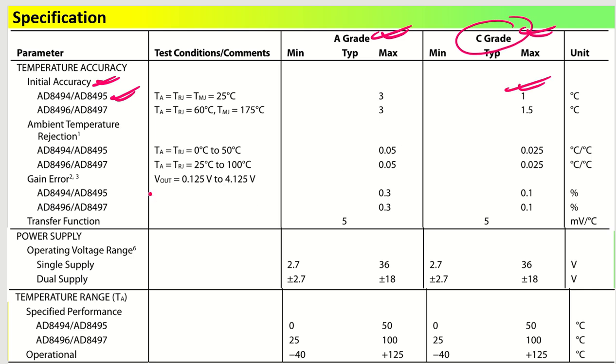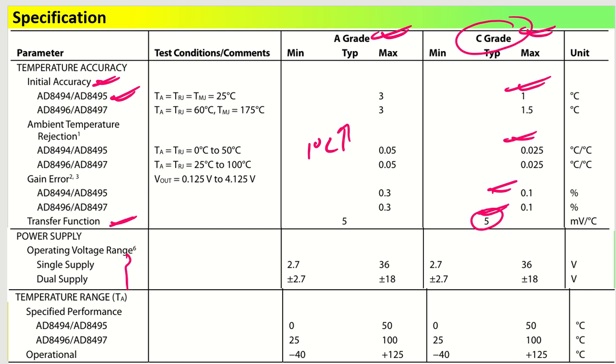Then ambient temperature rejection and all these things you can see, like what the rejection values are. So it is having 0.025 degree centigrade by degree centigrade. Then gain error is just 0.1%, and we have a transfer function which is going to give you 5 millivolt per degree centigrade. That's the beauty. Each 1 degree centigrade temperature change, there will be a change of 5 millivolt at the output.